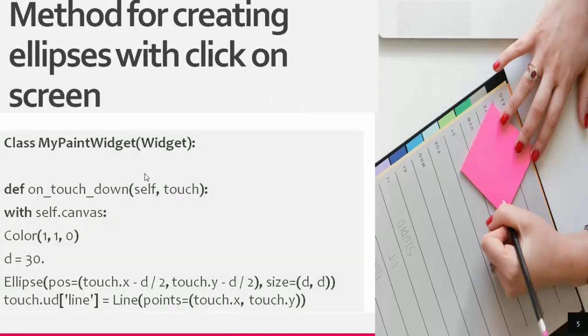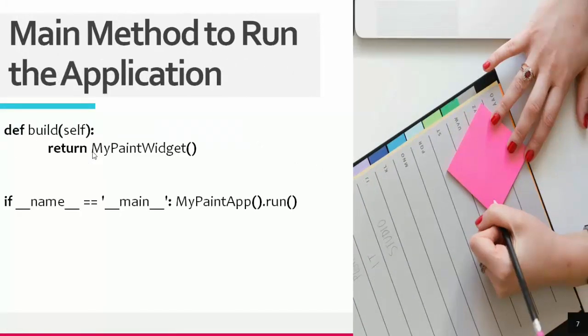By using those two methods on class MyPaintWidget, the next step is we'll create a main method to run the application. So here we'll define build as my method name and provide the self keyword, and we'll return the MyPaintWidget in the class. And lastly, inside the main method, we'll run the application by providing MyPaintApp.run, which will run the whole application. So this is the code for creating a simple paint app and running the application.